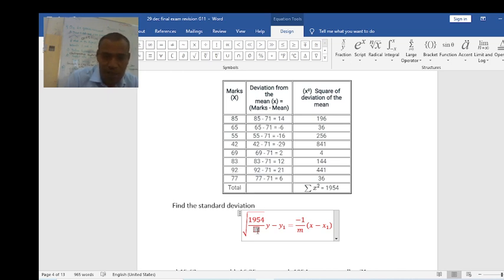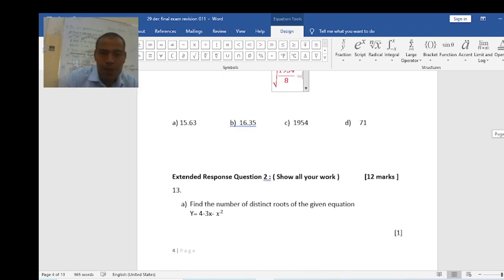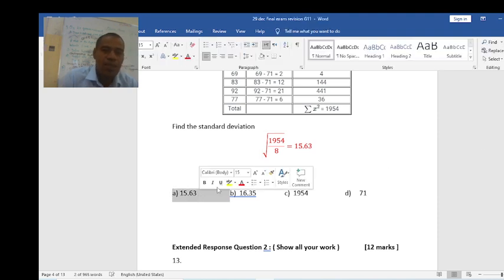Divided by 8, then I will erase this one, which is equal, my learners, to 15.63. You can use a calculator, 15.63. So the correct answer is that. Clear?